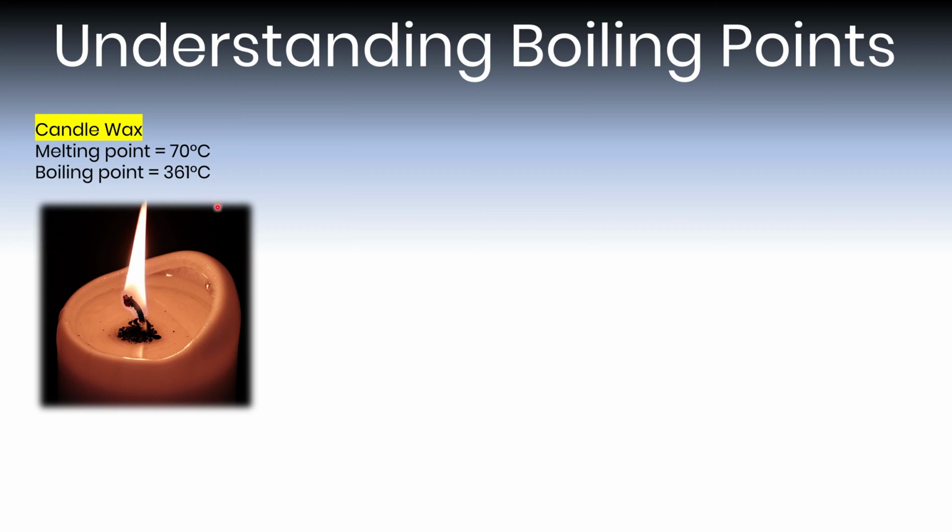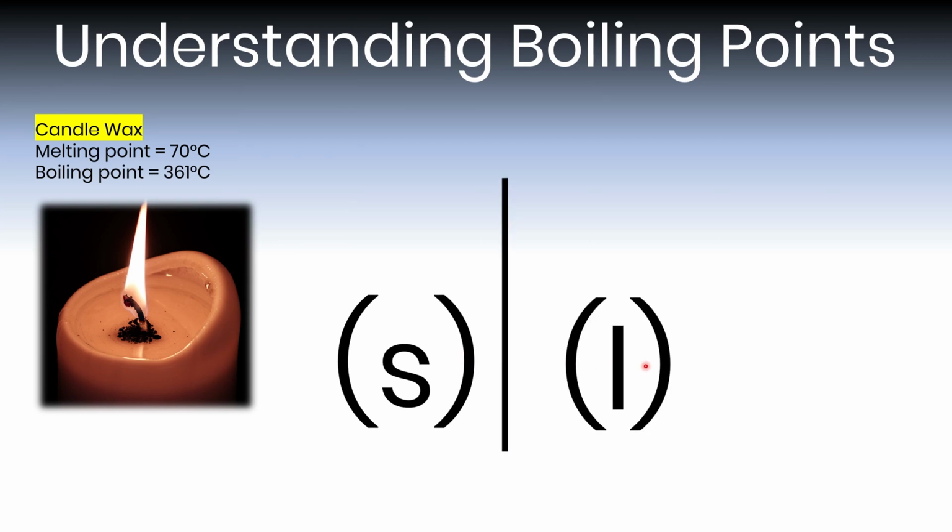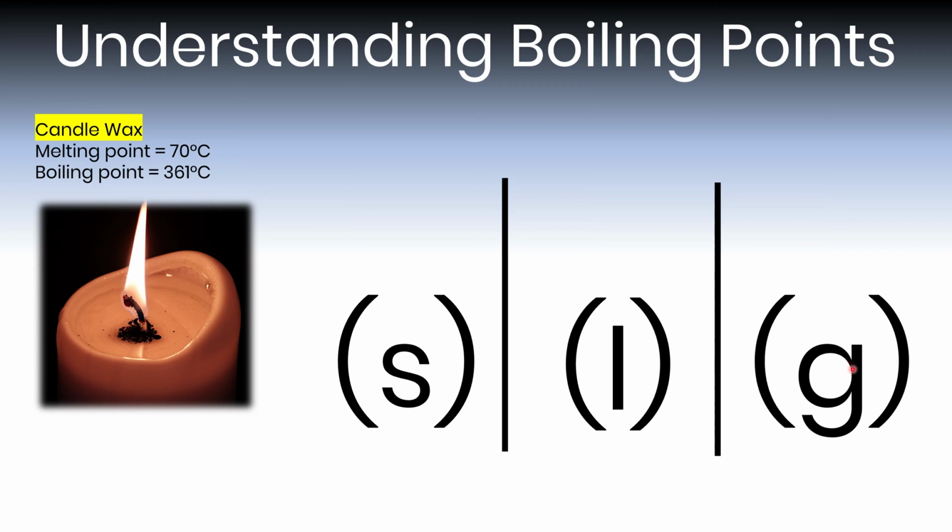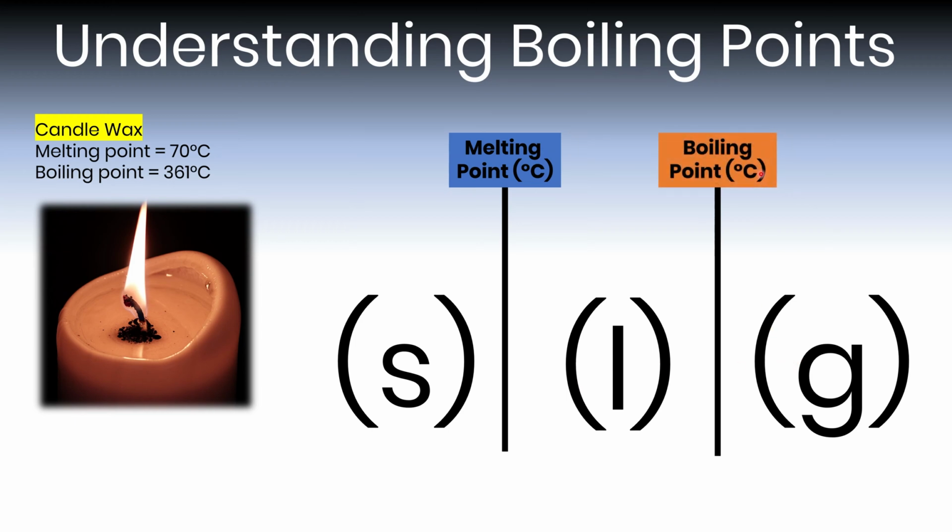Candle wax, like most substances, can exist in one of 3 states of matter: lowercase s in brackets for solid, lowercase l in brackets for liquid, or lowercase g in brackets for gas. These are called the state symbols, or they denote the state of matter. The temperature at which a substance can change between a solid and a liquid is called its melting point, and the temperature at which a substance can change between a liquid and a gas is called its boiling point. Candle wax's melting point is 70 degrees Celsius, and its boiling point is 361 degrees Celsius.